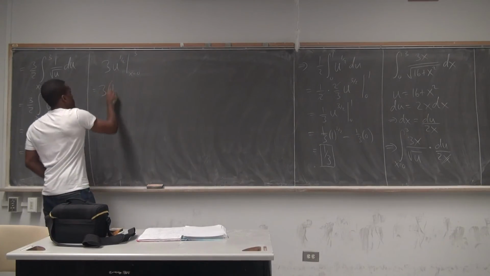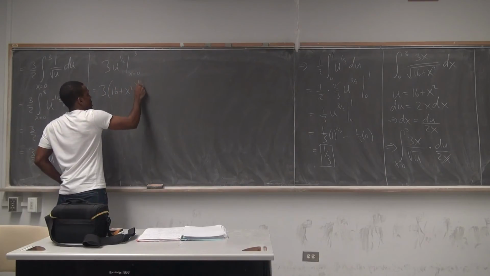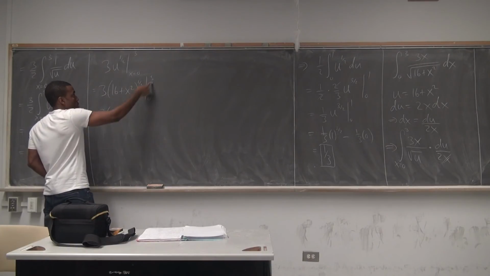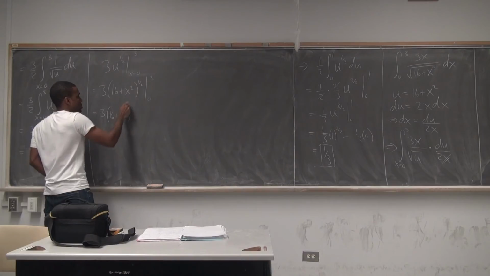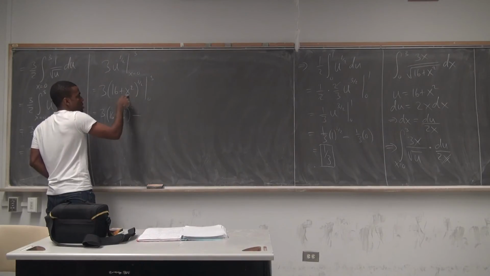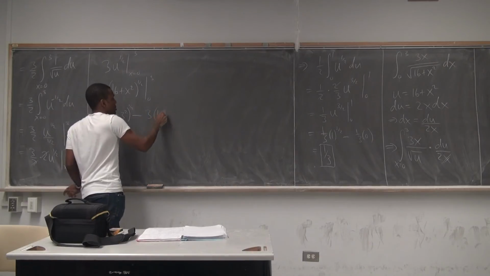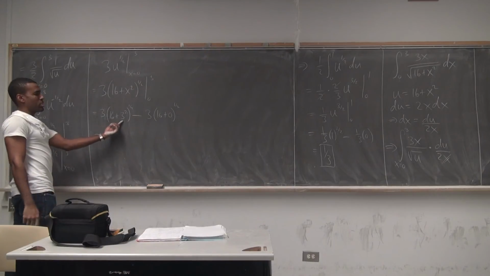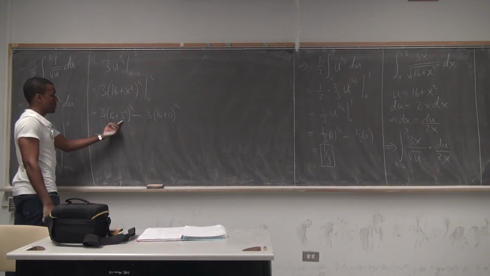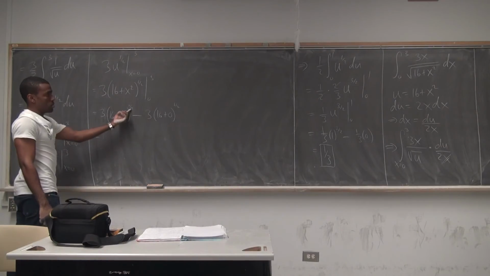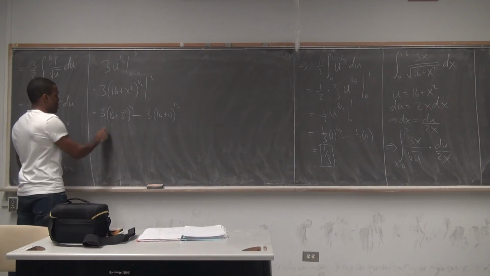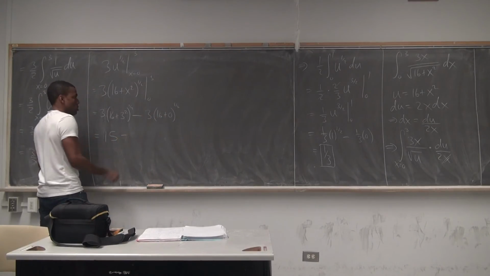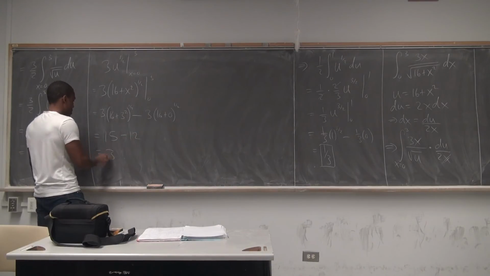16 plus x squared, to the 1/2, from 0 to 3. So the first thing I plug in is 3, minus, second I plug in the 0. So that's 16 plus 9, which is 25, right? And then take the square root of 25, that's just 5 times 3, that's 15. 16 plus 0 is 16, square root of 16 is 4, so it's 12. So the answer is 3.